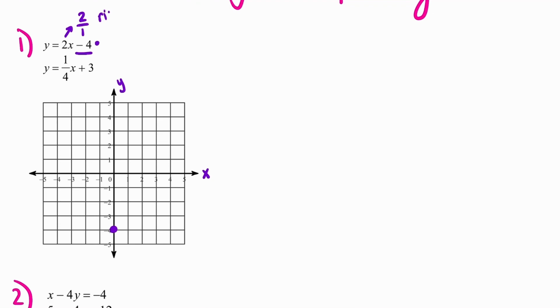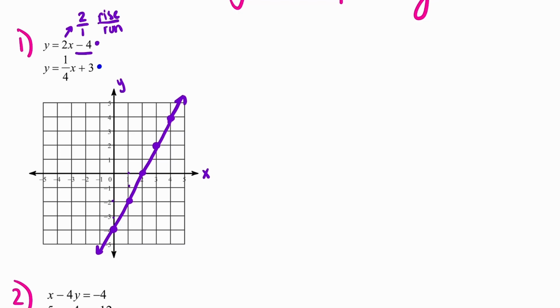So we're going to use rise over run. I'm going to go up 2, over 1, up 2, over 1, up 2, over 1. I'm doing that to span the whole graph. The more points you do on the graph, the more accurate your intersection will be.